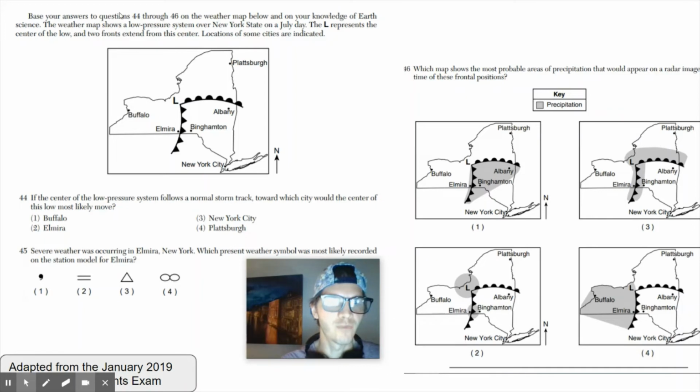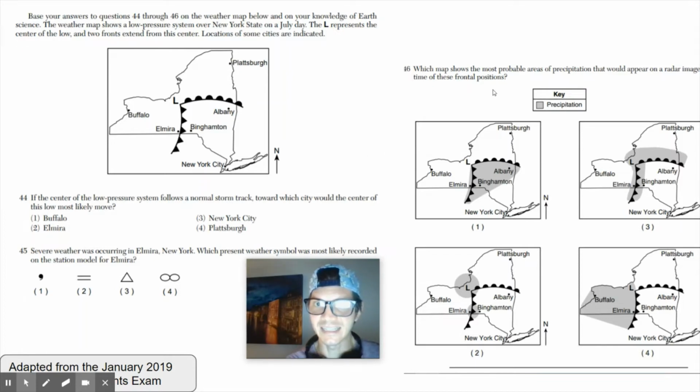So 44 through 46. 44 says this is from the January 2019 Regents. If the center of the low pressure system follows a normal storm track, toward which city would the center of this low likely move? Well, here's our low pressure system, and the normal storm track is north and east, so we would expect this low pressure to move towards Plattsburgh.